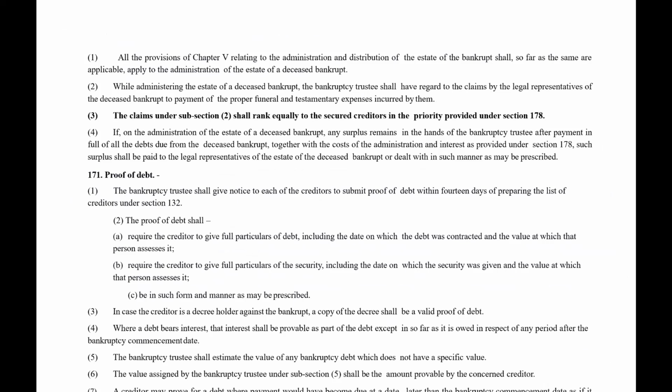If on the administration of the estate of a deceased bankrupt, any surplus remains in the hands of the bankruptcy trustee after payment in full of all the debts due from the deceased bankrupt, together with the cost of administration and interest, such surplus shall be paid to the legal representatives. Now, proof of debt. The bankruptcy trustee shall give notice to each of the creditors to submit proof of debt within 14 days of preparing the list of creditors under section 132.